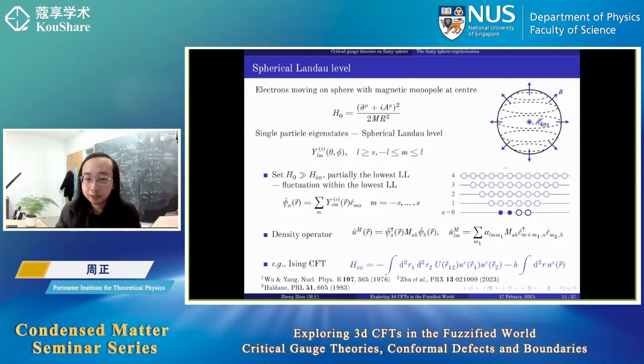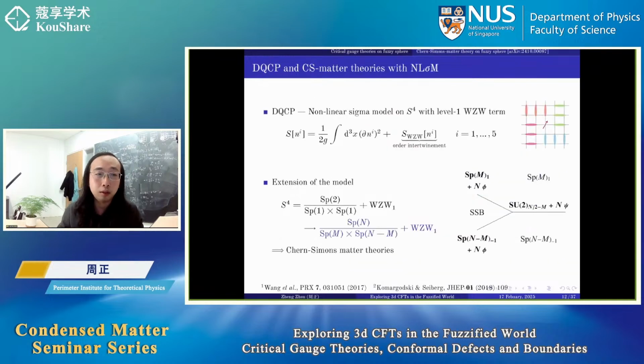So shall I continue? We have introduced how to put the simplest Ising CFT onto the fuzzy sphere. Moving on to the more complicated cases, for example, the DQCP or the Chern-Simons-matter theories, we make use of a tool called the nonlinear sigma model.